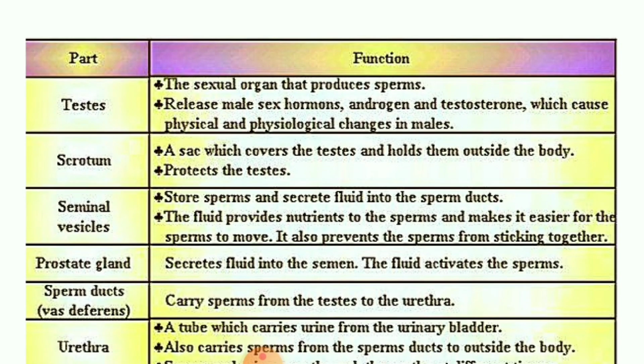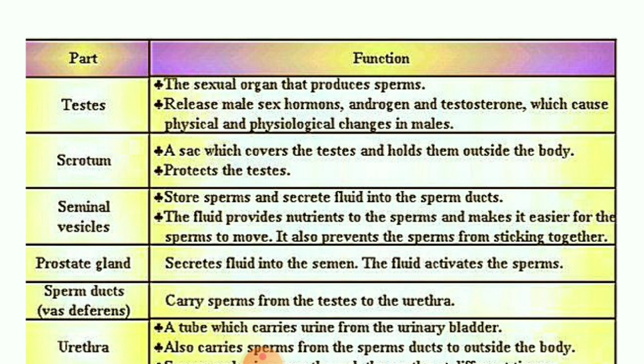The first one is your testis. The testes are generally two in number, children. In singular form, it is known as a testicle. So when we talk about one, it will be known as a testicle. Children, what do they produce? They will release various types of hormones, such as androgen and testosterone, which cause both physical as well as physiological changes in the male. Then the scrotum, which is present outside the testis, is a protective agent which helps to protect the testis.